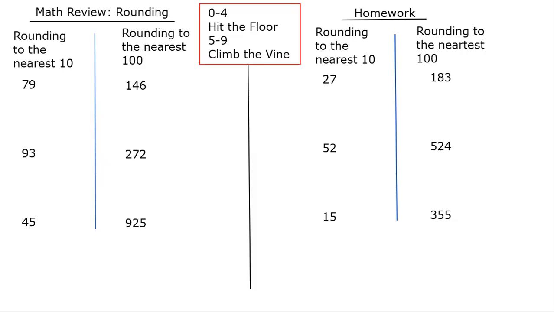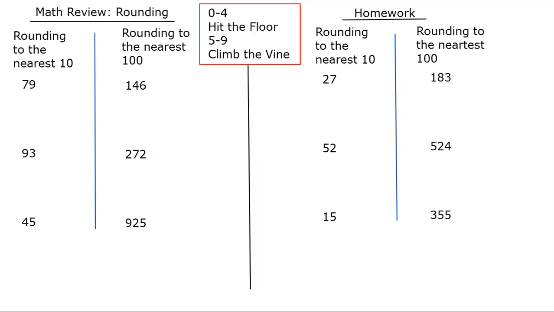One thing that we need to go back over is our little song that helps us round. There's all kinds of little songs or catchphrases to help you remember what numbers do what with rounding, but the one that I found and thought was catchiest, that we learned at the beginning of the year, was 0 through 4, hit the floor, 5 through 9, climb the vine.